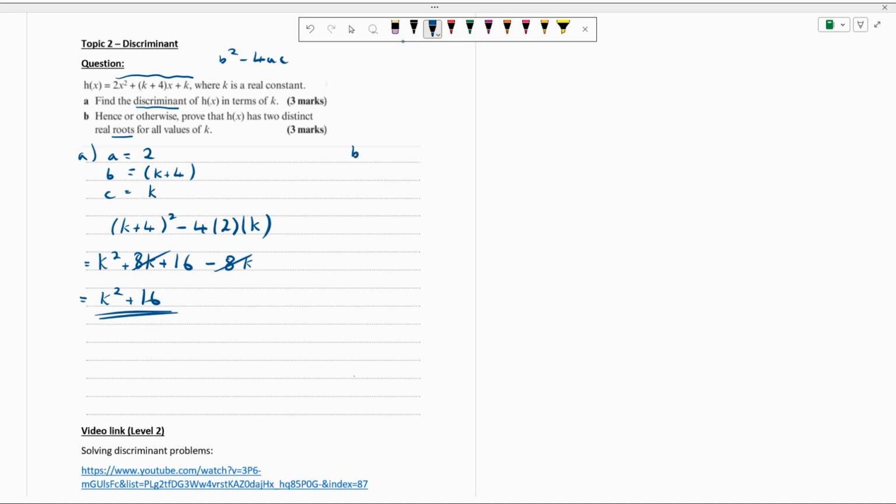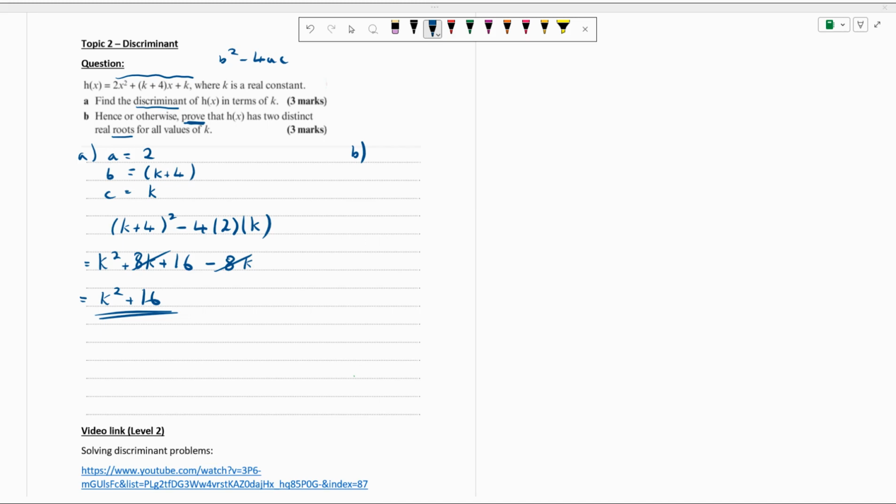Now I'm going to go over to the side here. Obviously normally in an exam we'd work down the page, but I don't have the space. I probably should have given you guys a bit more space as well, but I'm just going to go across for this one. So, hence or otherwise prove that it has real roots. I'm just trying to prove the fact that it has real roots, not find the actual roots that it has.